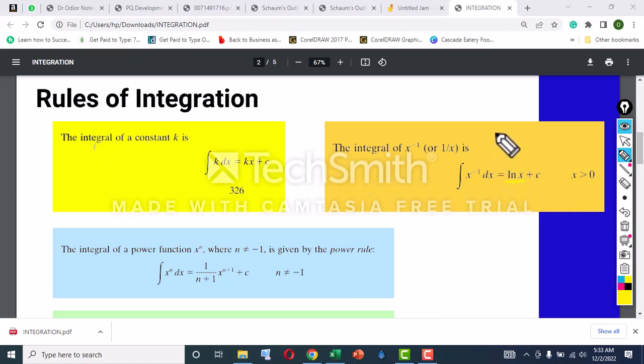This simply means when you are integrating 1 over x, it is also ln x. Remember that x raised to power -1 is the same thing as 1 over x. But when you are integrating x raised to power -2, this rule does not apply. It's only for -1. So x raised to power -1 will always give you ln x when you are integrating. So that's a rule you should also note.